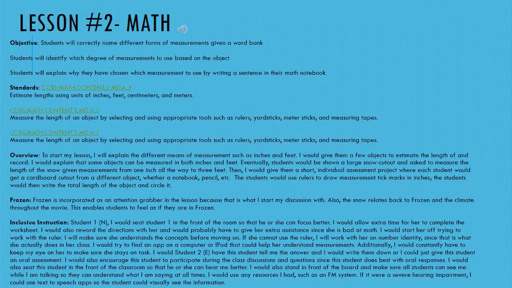I incorporated Frozen by relating feet and inches to how snow is measured. During the lesson, students will even measure a pile of snow. For accommodations, I would make sure all students can see me, allow students to give verbal answers, use an FM system, use math apps on an iPad, and make sure students are on task at all times.